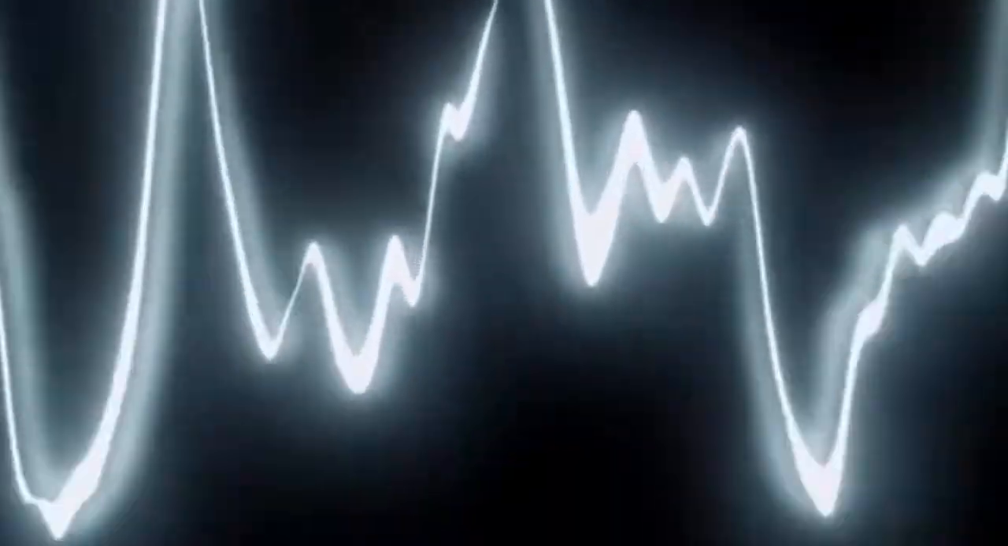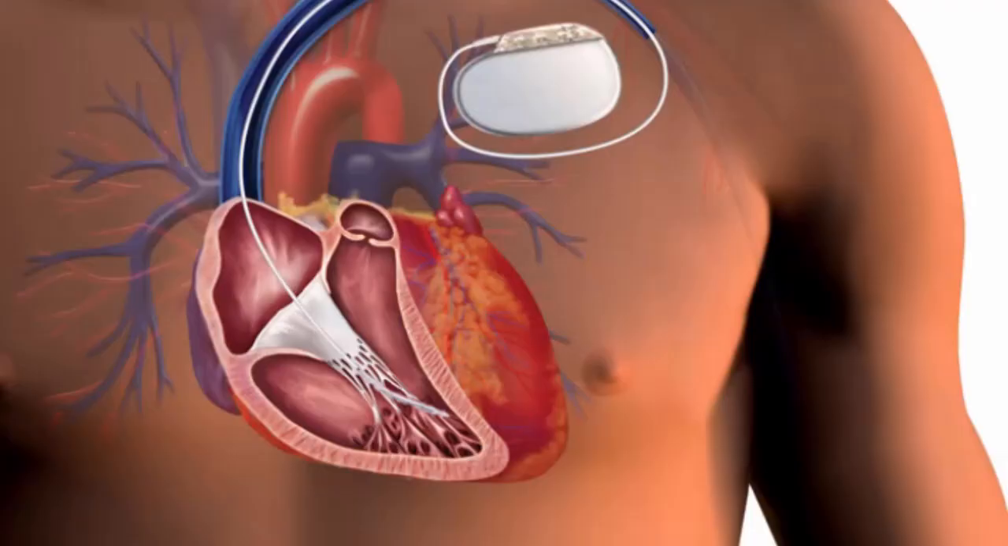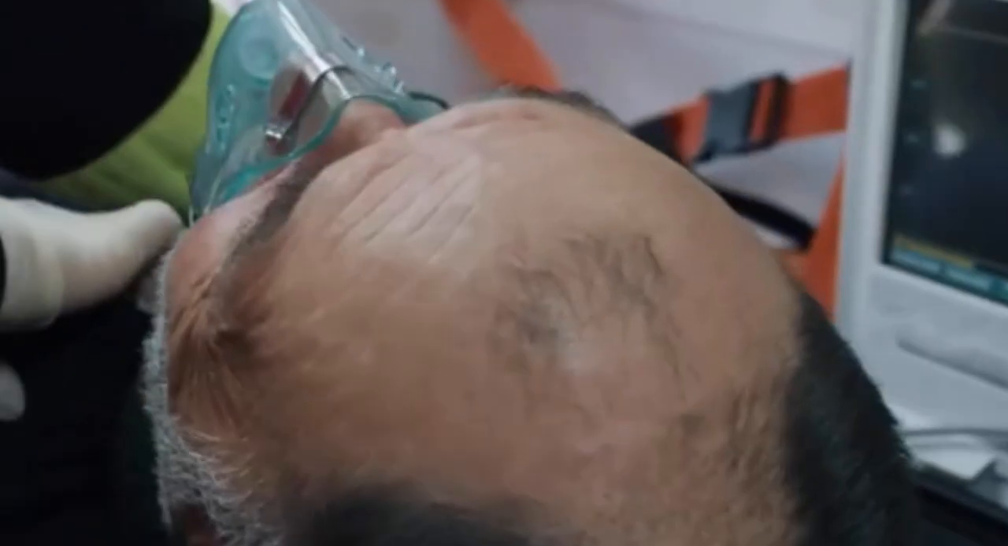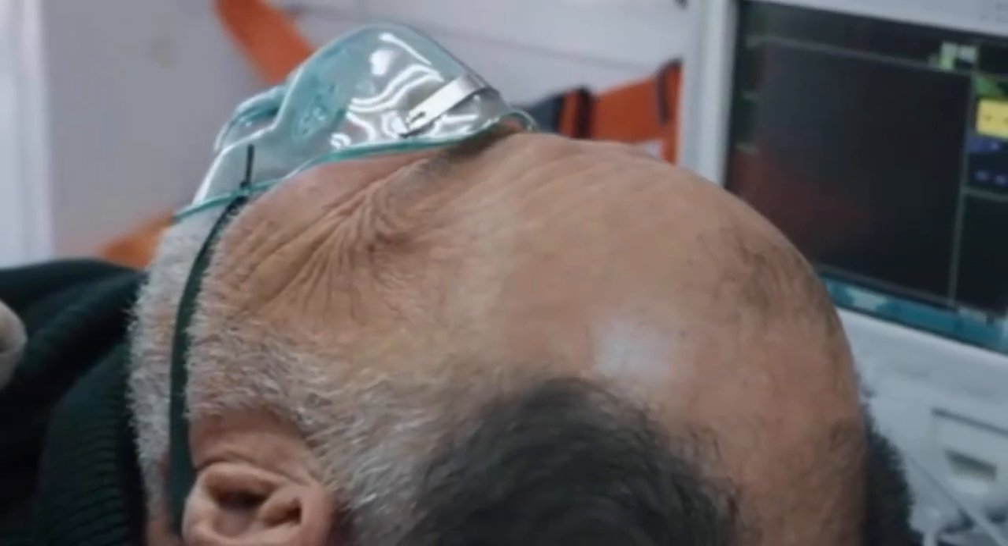If the leads detect a dangerous arrhythmia like ventricular tachycardia or ventricular fibrillation, they send a signal to the generator, which then delivers an electric shock through the same leads to the heart to restore a normal rhythm and prevent sudden cardiac arrest.